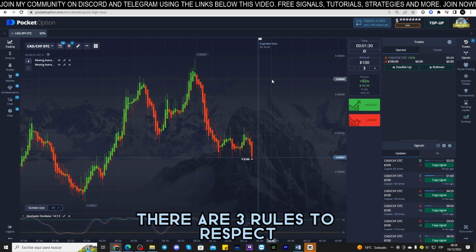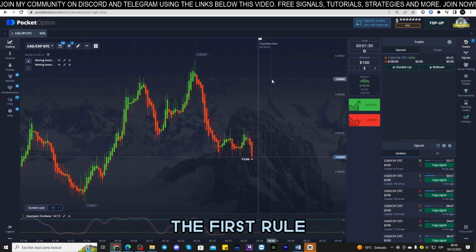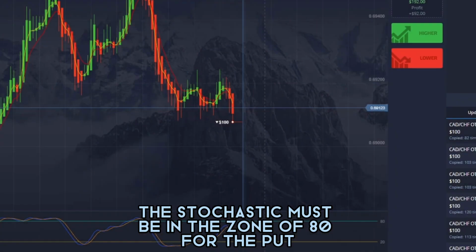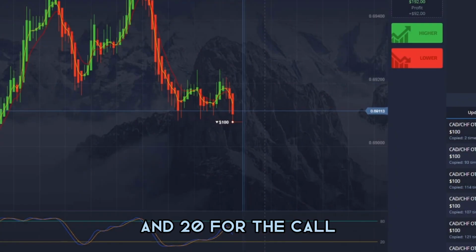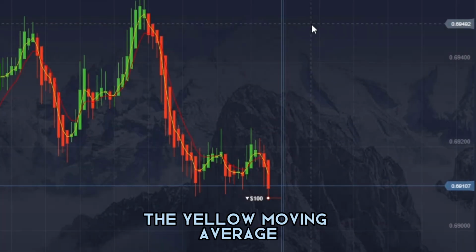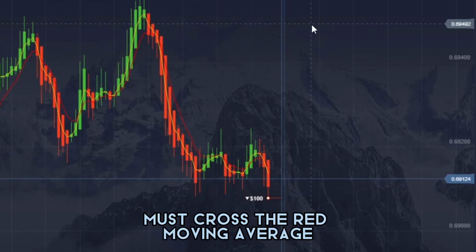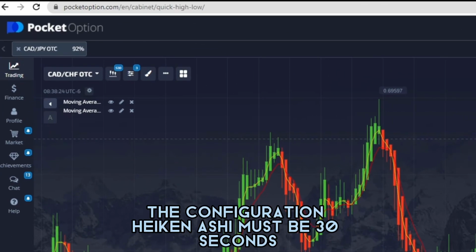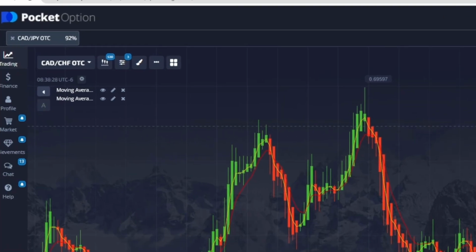There are 3 rules to respect. The first rule: the stochastic must be in the zone of 80 for the put and 20 for the call. The second rule: the yellow moving average must cross the red moving average. And the third rule: the configuration Heiken Ashi must be 30 seconds. Now we go to the graph.